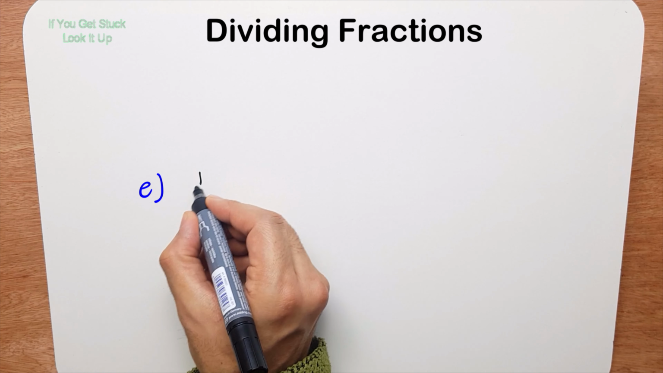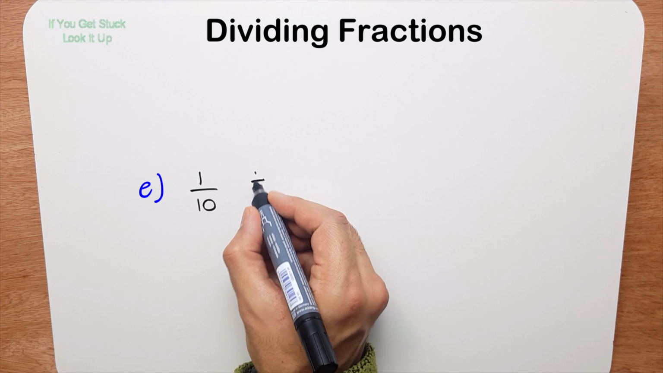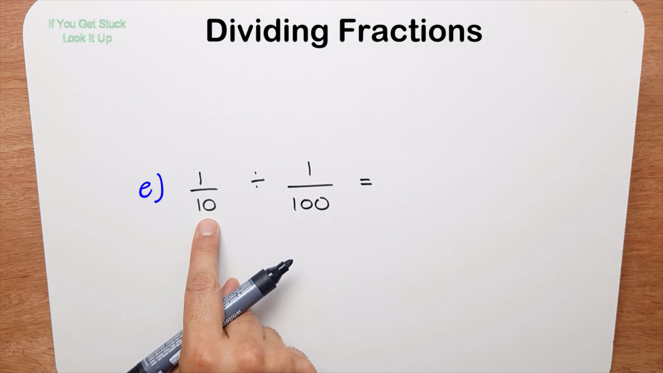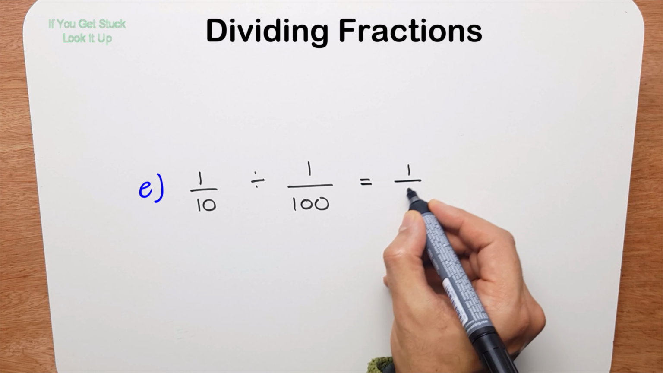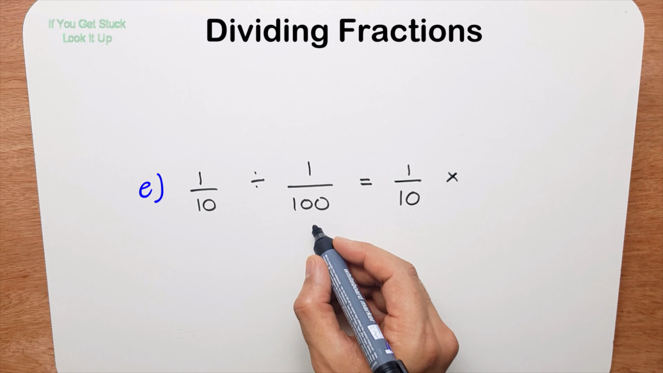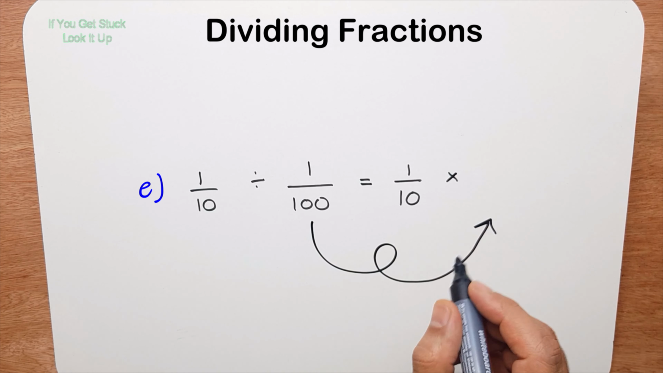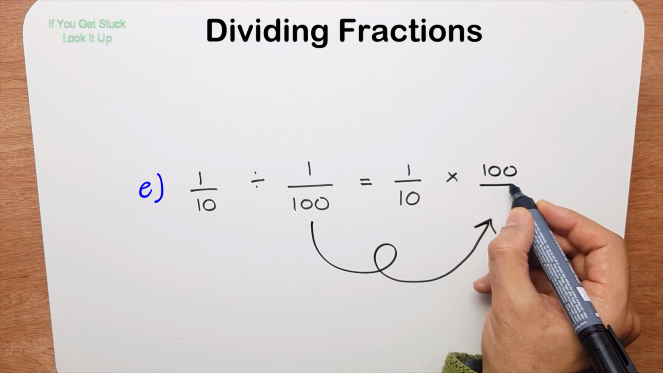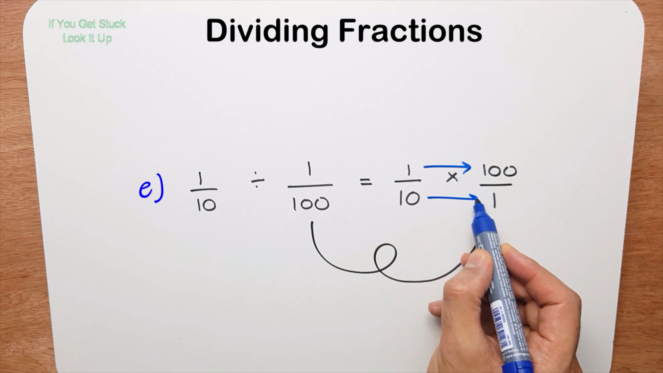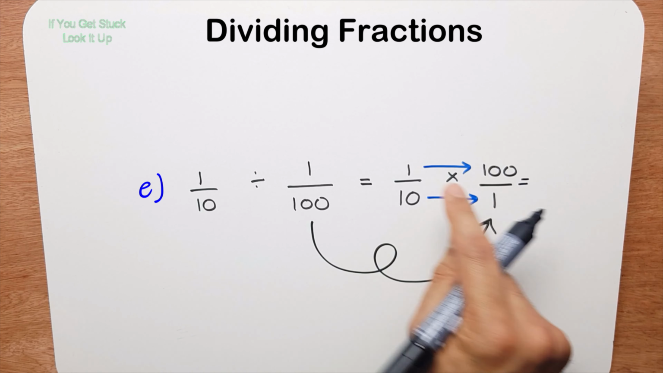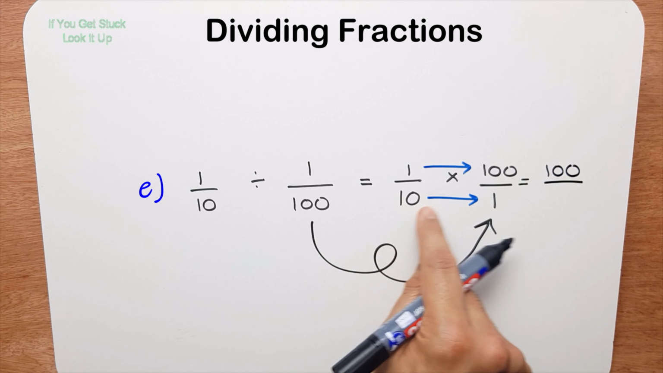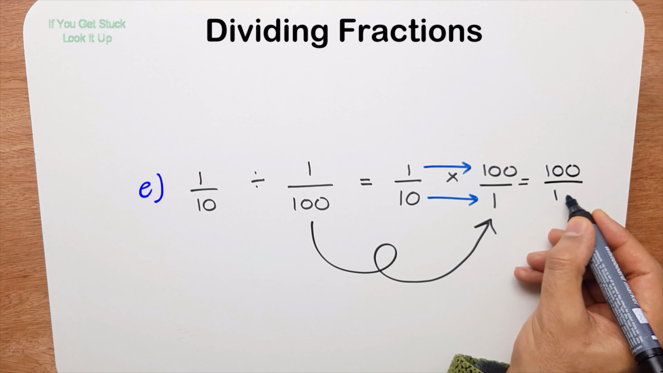My next question is 1/10 divided by 1/100. As before, we keep the first fraction the same. We turn the divide into a times, and we flip the second fraction. So it becomes 100/1. Now we simply multiply straight across. 1 times 100 is 100. 10 times 1 is 10.